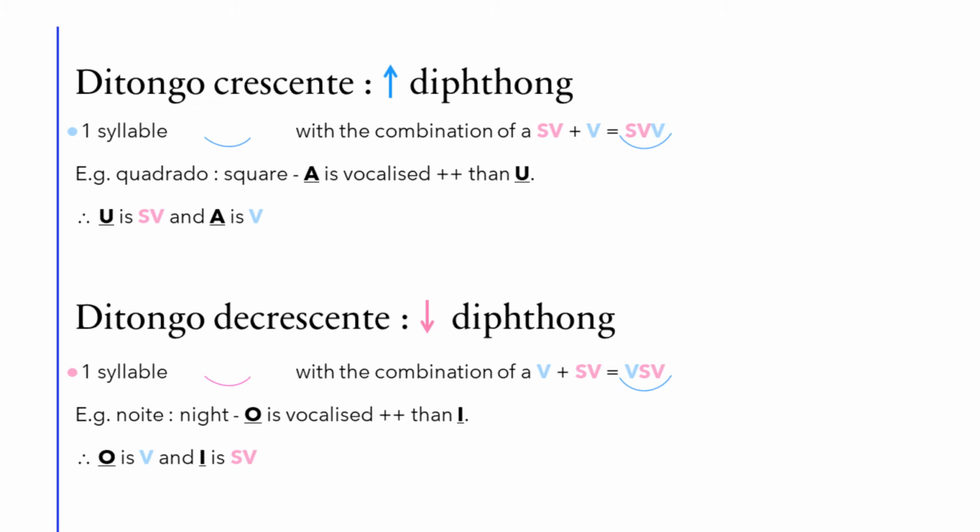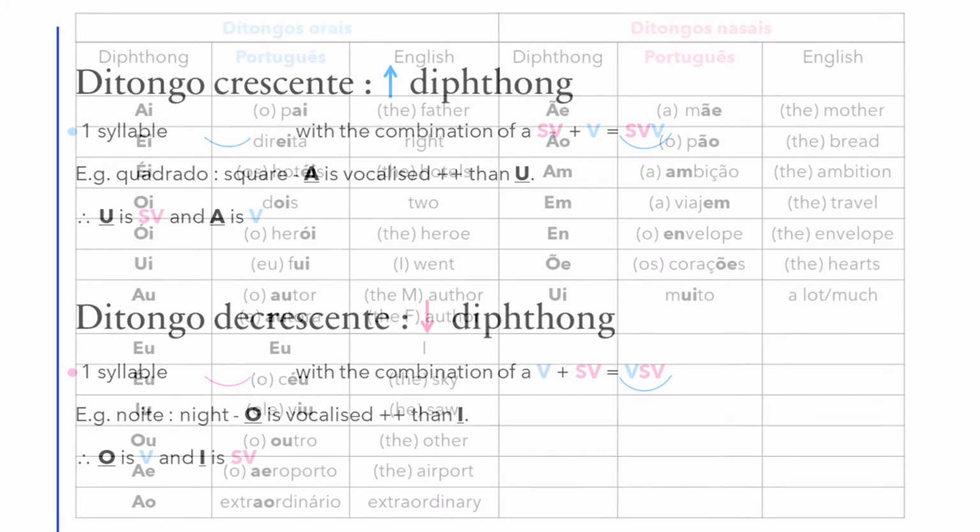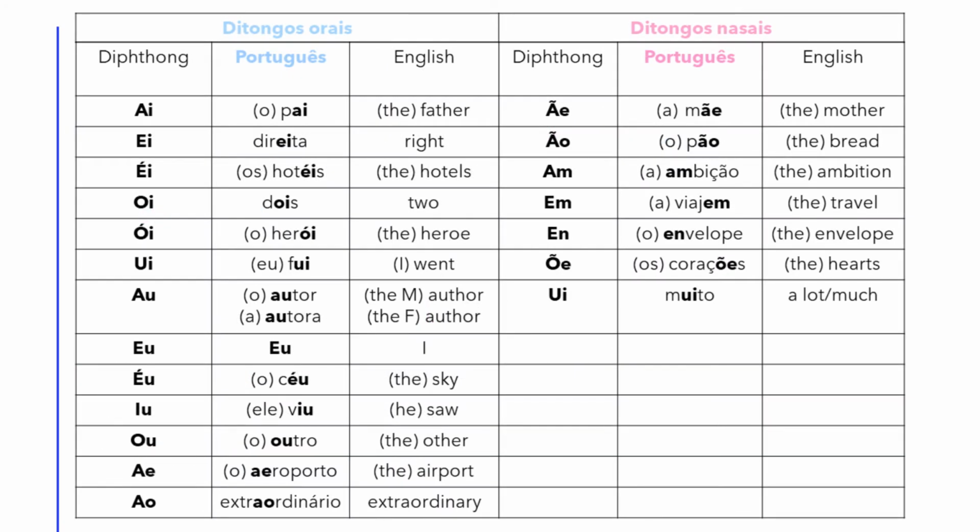For example, noite, noite, night. O is vocalized much stronger than E, and the sound weakens as it moves from O to E. Therefore, O is the vowel and E the semivowel. Quite straightforward, right? Okay, now here you can see a table with all the ditongos orais and the ditongos nasais, each with an example and its English translation.